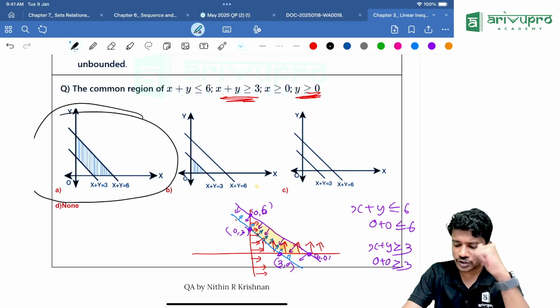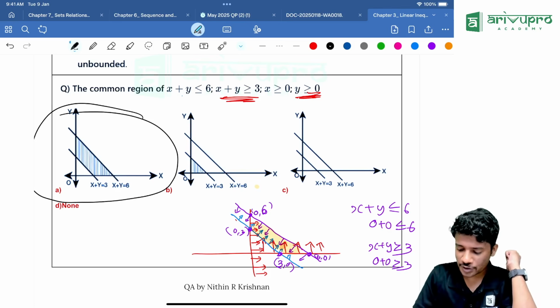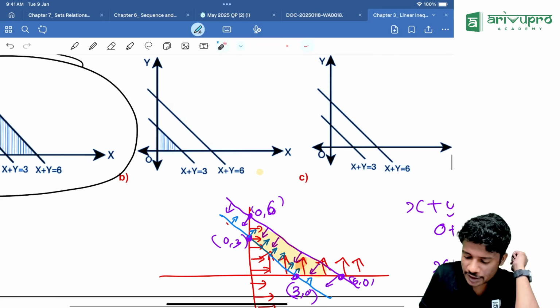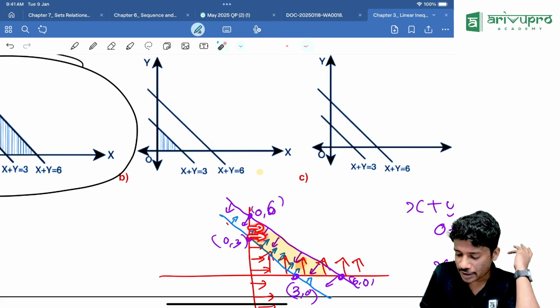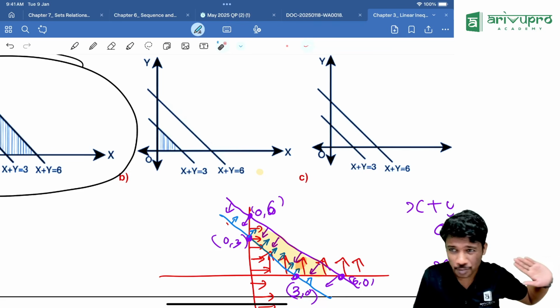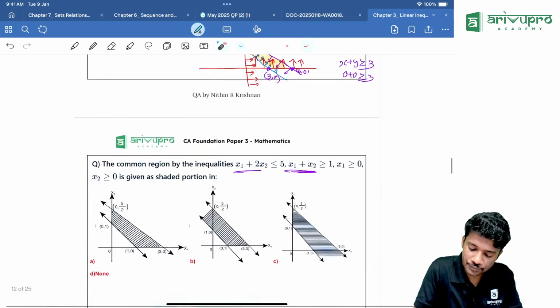Anyone is having doubt over this question? Please tell me. Everyone understood? Some of the doubt will be like, why is it not coming over here? Because x is greater than or equal to 0. That is not letting it go outside. Got the point? Next one.